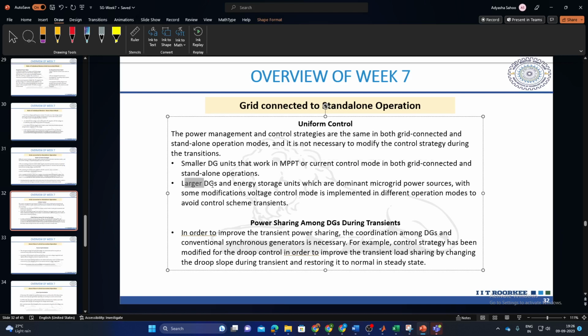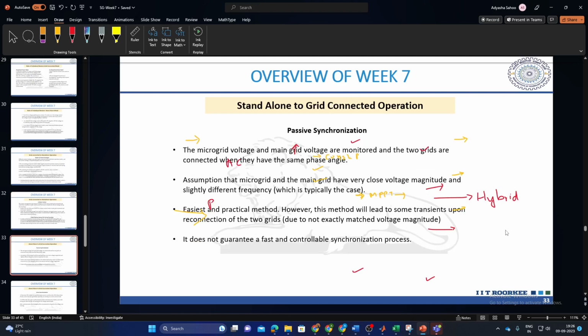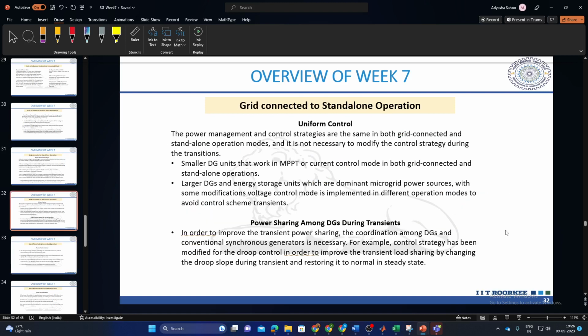The next one was uniform control. Here we don't need to change the control action, whether in grid connected mode or in islanded mode; only one control strategy is available for the DGs. So the power management and control strategies are the same for both the grid connected and standalone operating modes. You don't need any switching of control algorithms. The smaller DGs will work in the MPPT mode, while the larger DGs will operate in the voltage control mode.